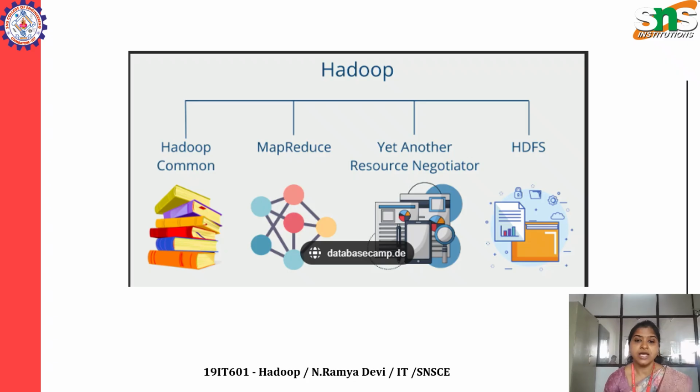HDFS is the storage layer of Hadoop. It breaks large files into smaller blocks, usually 128 MB or 256 MB, and stores them across multiple data nodes. Each block is replicated, usually up to 3 times, to ensure fault tolerance. If any failure happens to the system, the other copy in another data node can be retrieved and used by the user. So even if a node fails, the data remains available.